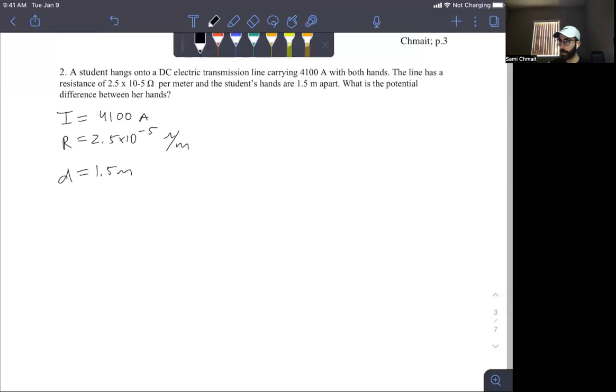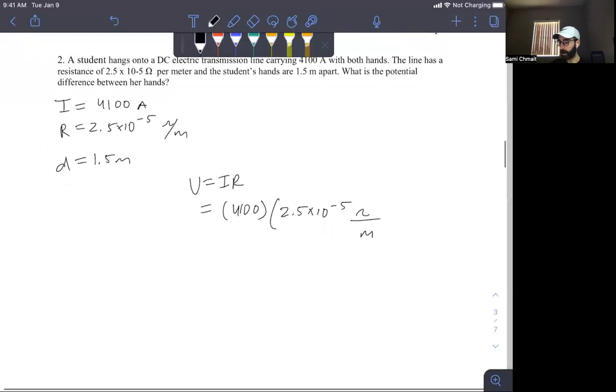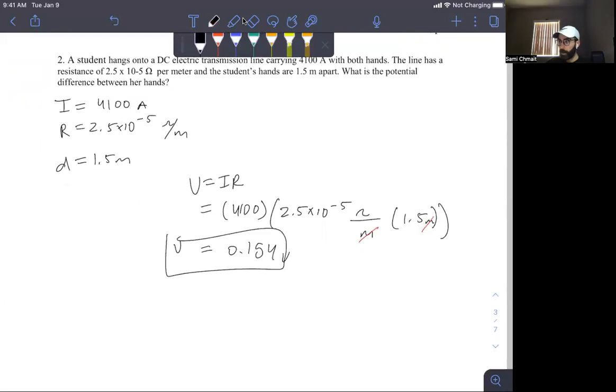So when we do V equals IR, the important thing here is we plug in current, and this is showing you an application of Ohm's law. We do 2.5 times 10 to the minus 5. Since we know the resistance per meter, we can find the resistance by canceling out the meter variable by multiplying by 1.5 meters right here. You'll see that the meters units cancel out, and then you just plug everything in and come out with 0.154 volts.